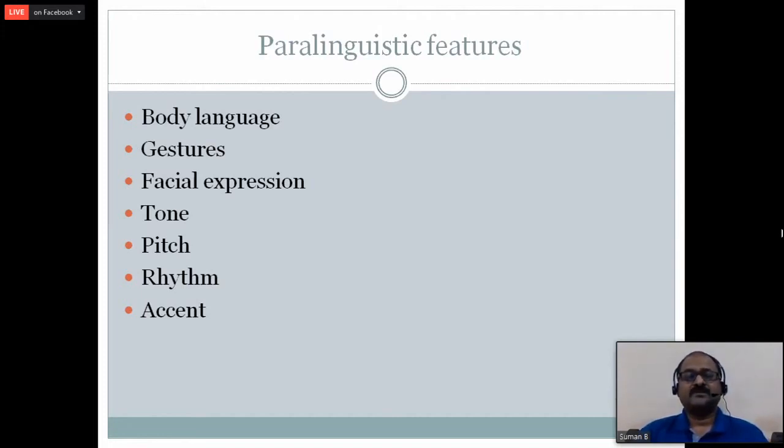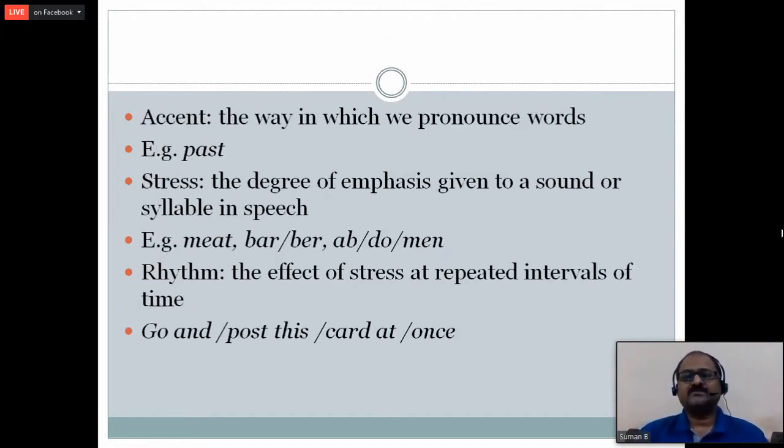But some of the important things that have direct relevance to spoken English are other paralinguistic features: tone, pitch, rhythm, accent, etc. All of you must have heard these words. In today's session, we'll just be introduced to these things and have a basic understanding of them. In further sessions, these aspects will be dealt with in detail. These paralinguistic features of speech, such as tone, pitch, rhythm, accent, are also sometimes called prosodic features.